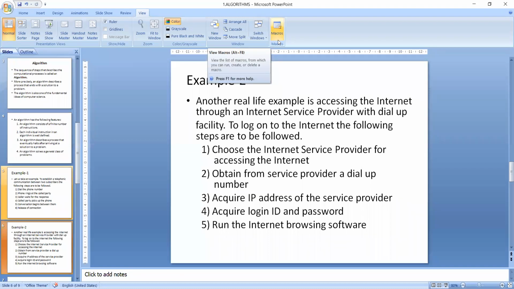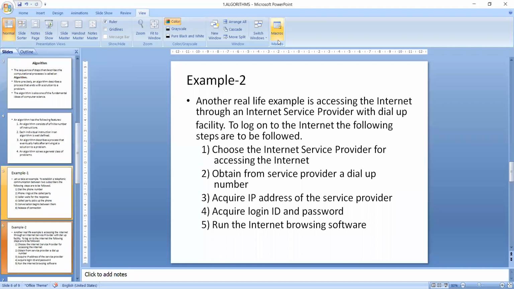See what requirements you need. First of all, choose the internet service provider for accessing the internet. Second, we need a dial-up number. Third, we need an IP address. Fourth, we need a login ID and password. And finally, you run the internet browsing software. These are all instructions we need to follow to connect to the internet from your laptop or from your PC.